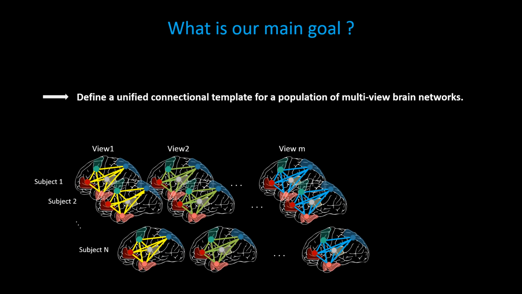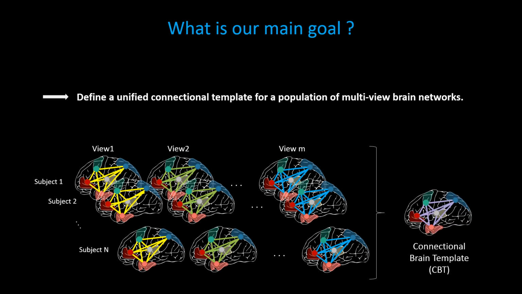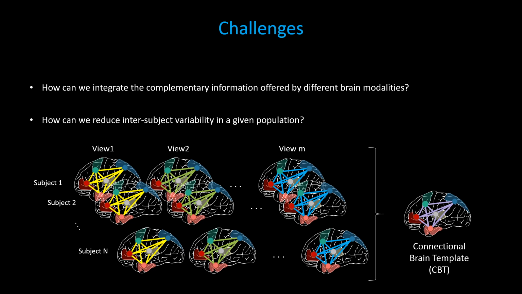In this study, we propose a new methodology to estimate a unified connectional template for a population of multi-view brain networks. In other words, a population of different brain network views can be represented by a single brain connectional template called CBT. The question that arises at this point is, how can we integrate the complementary information offered by different modalities while reducing inter-subject variability between different subjects within the same population?